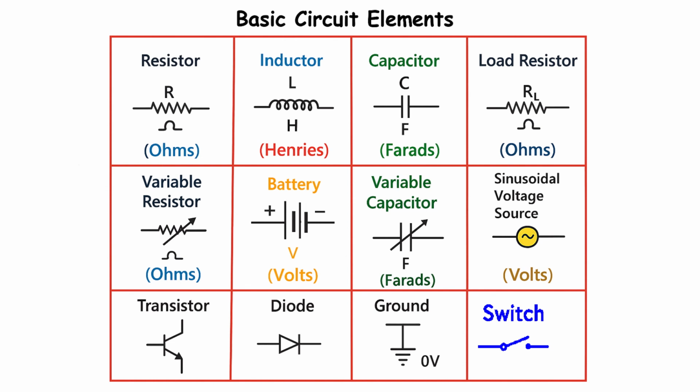And there you have it. The resistor, inductor, capacitor, various power sources, and the key controllers like transistors, diodes, and switches. These are the fundamental building blocks of electronics. By understanding what each one does, you've taken the first and most important step towards understanding the magic happening inside all the devices we use every day. You've learned the alphabet, and now you can start to read the language of circuits.